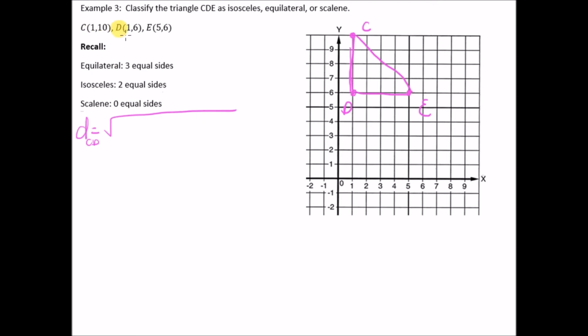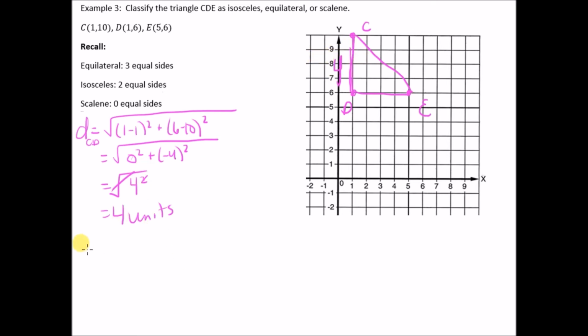So let's go 1 minus 1, square that, then we're going to go 6 minus 10. Okay, 0 squared plus negative 4 squared. So we simply just get the 4 squared, and those cancel, so we get 4 units. And that's actually very easy to sit here and count. So that's 4.